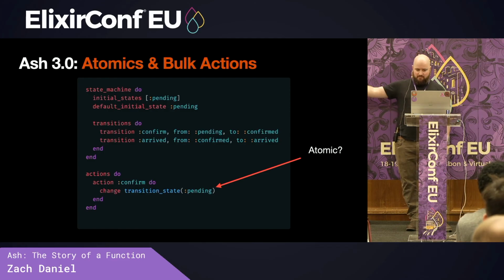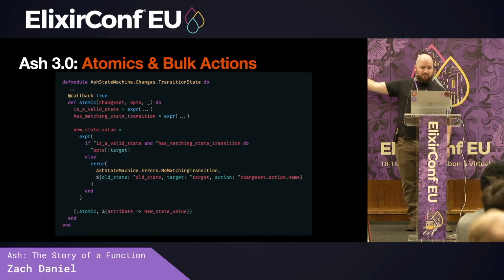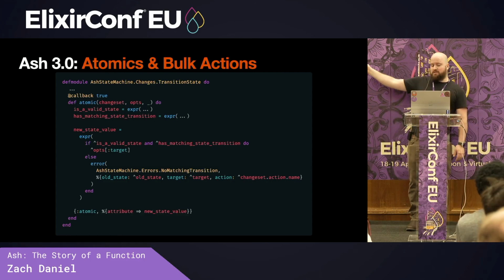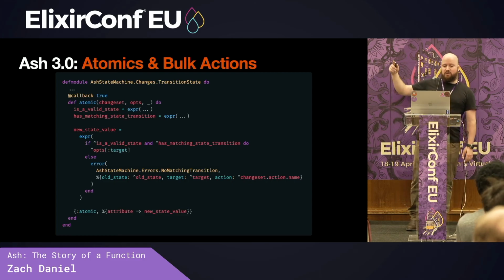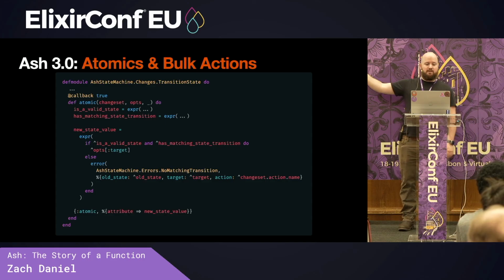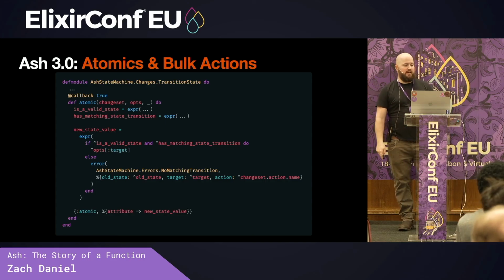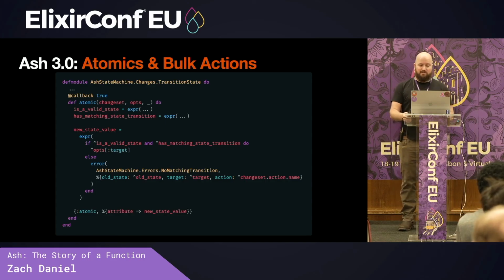And you'll see, this is a simplified version of the atomic callback, but for us, it's quite simple. We have an expression that checks if it's a valid state. We have an expression that checks, does it have a matching state transition for this action? And then we build a single expression that will raise an error if you're doing something wrong. And that's actually quite easy for us. It's a relatively simple operation.